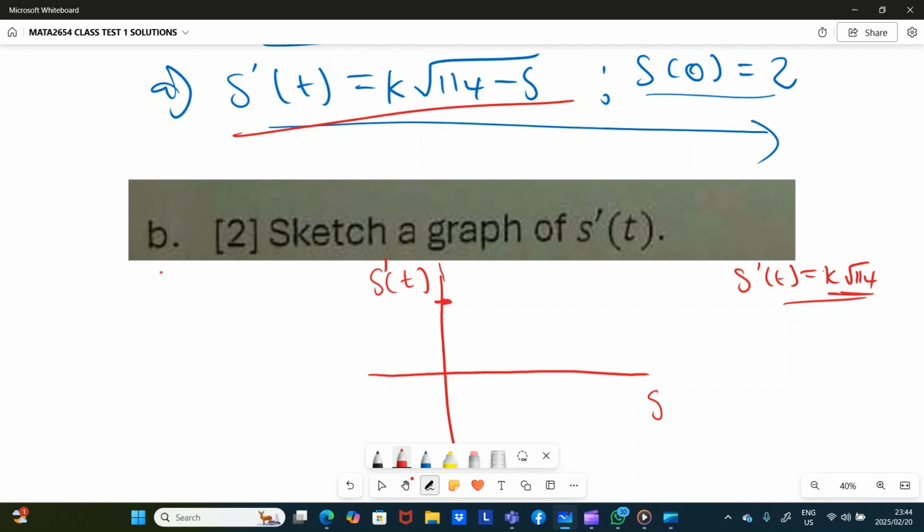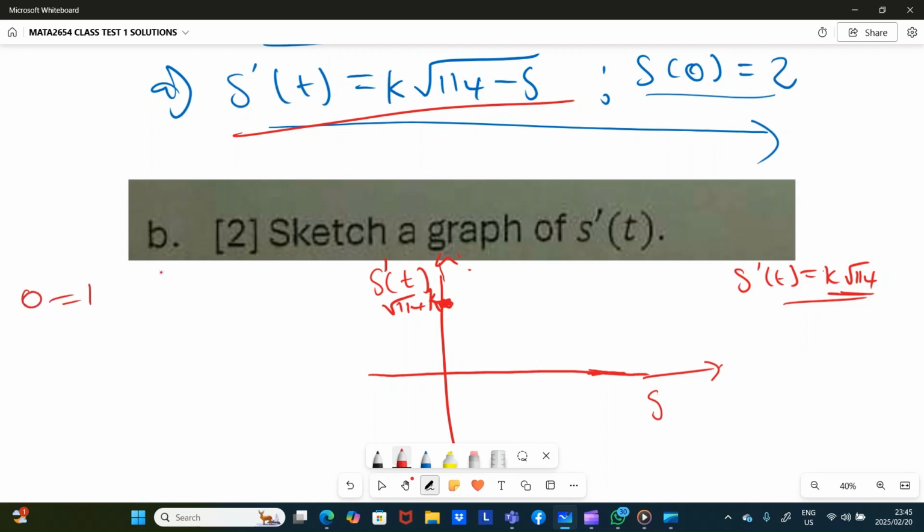So we have root of 114 times k there. This is where our graph is going to cross the y-axis. We have the y-axis there, then the x-axis there. It's already labeled, so there's no need for me to put y there as well. Sorry about that. Now let's see where it is crossing the s-axis. It's crossing where s prime of t is 0. So if we plug in 0 on this side, what are we going to end up with?